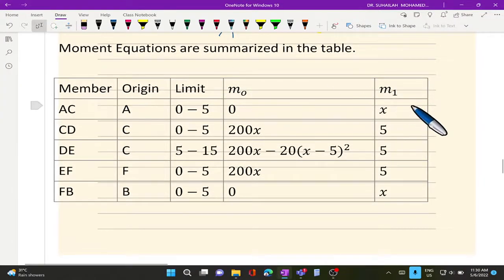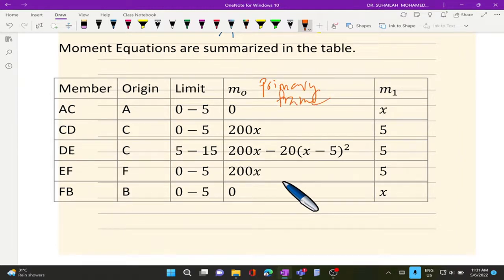What is most important is this table. The moment equations we tabulate into the table. So we have 5 cutting sections and then the origin. Put the right origin representing the right equation, because a different origin may produce a different equation. So this is M naught for the primary frame, and M1 is for the redundant frame.